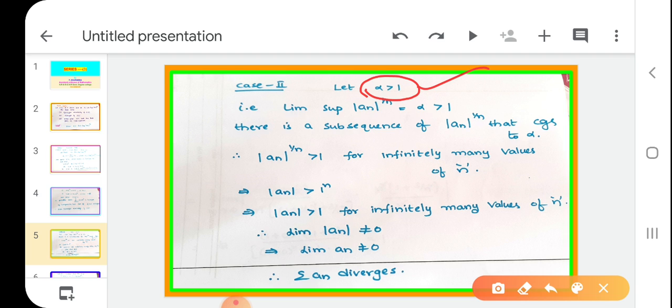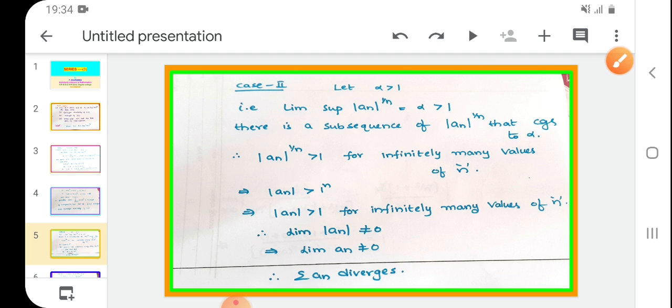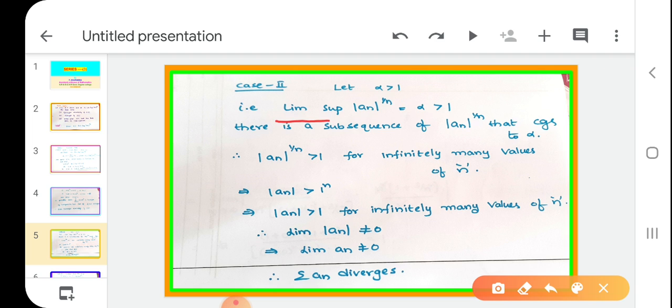So, see here. That implies the limit supremum of |an|^(1/n) is already given, equals α. Here α is greater than 1. That implies |an|^(1/n) is greater than 1. Is it clear? Already given, α equals the limit supremum of |an|^(1/n).